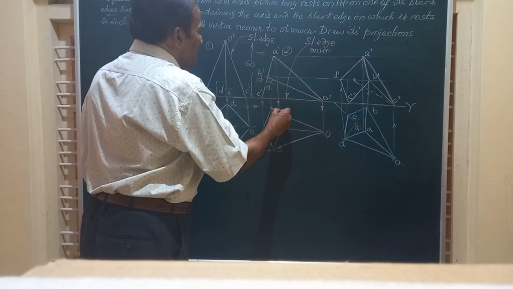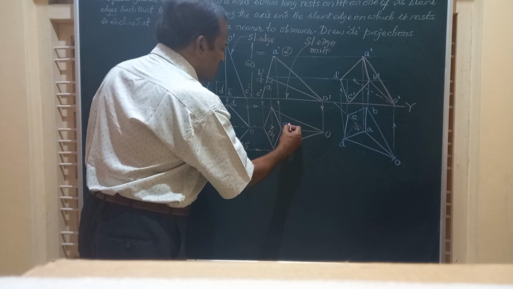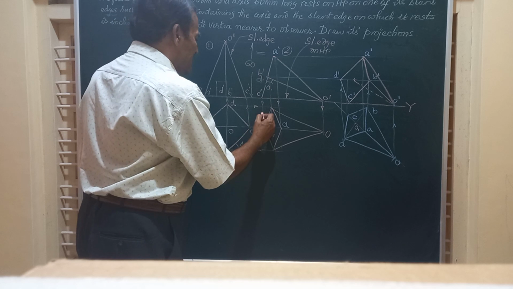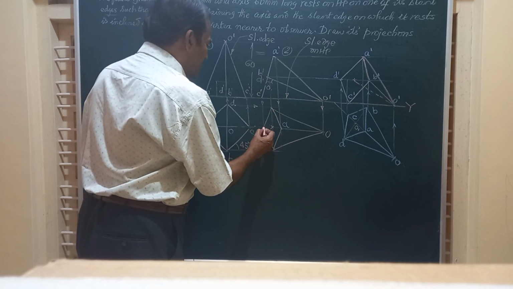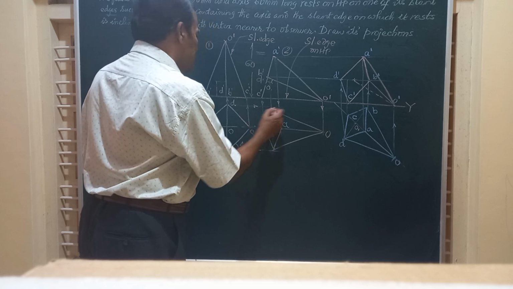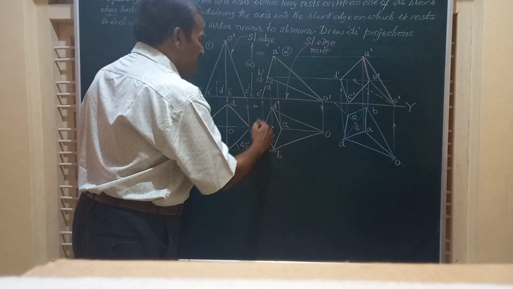Draw a vertical line from A dash, a horizontal line from A. The point where those two intersect is point A. Likewise, vertical line from C, horizontal line from this point, they meet here. This is going to be the point C. This is D on the same lines. This is B. Friends, you have got A, B, C, D.